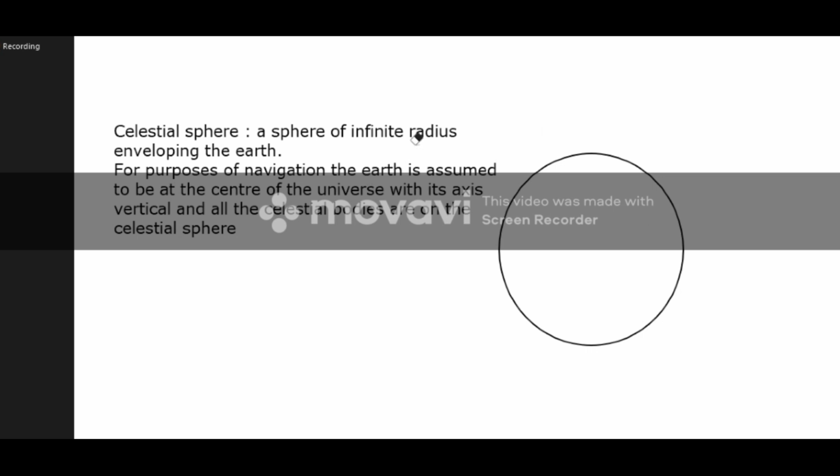So now what? Center of universe means center of celestial sphere. Assume at the center of the universe. So the universe is all around us, and all celestial bodies are on the celestial sphere, and the celestial sphere is enveloping the Earth. So now what we do? Now this has come like this. We can do like this. You can draw it at an angle also, but when you're drawing, this is the celestial sphere.